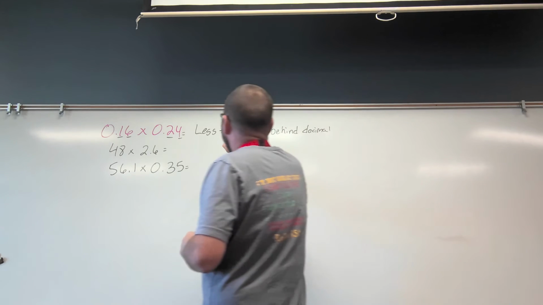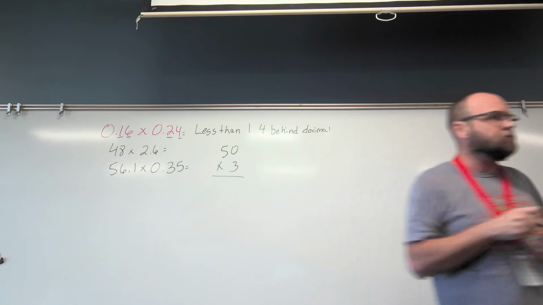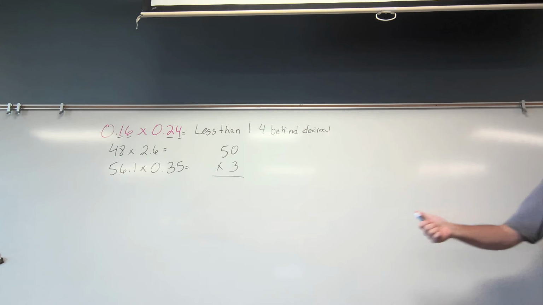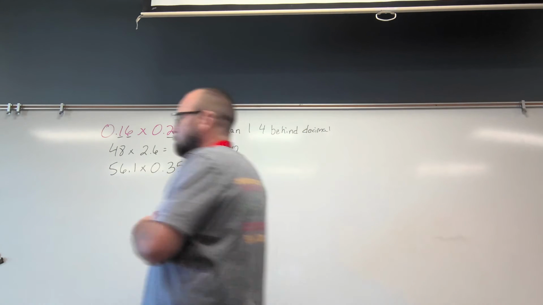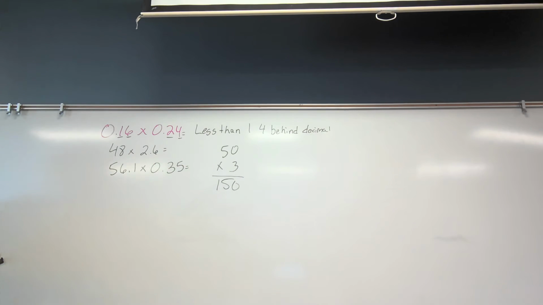So let's take 48 times 50. 2 and 6/10 rounds to 3. And 50 times 3 is 150. How many numbers do I need behind my decimal point in the problem? 1.